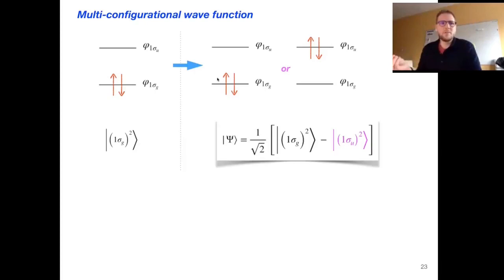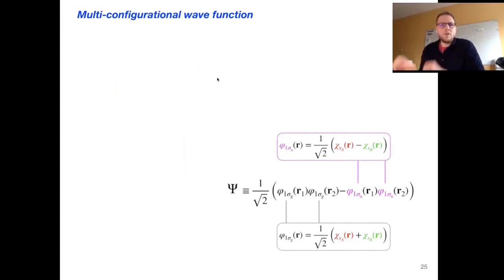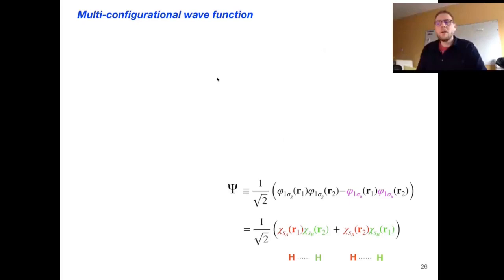And so again, if you write more explicitly what that means in first quantization, how the wave function expands, and you remember how the bonding and the anti-bonding orbitals are written, in terms of plus or minus combinations of the atomic s orbitals, if I expand this, you get rid completely of these non-physical ionic contributions. This was mentioned previously by Vincent.